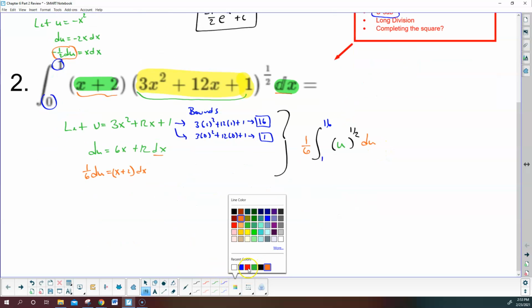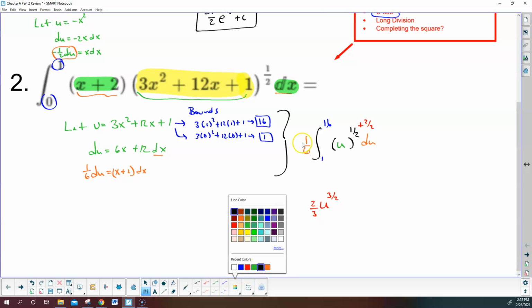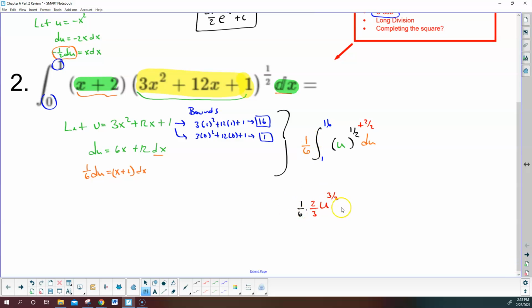So now we're going to do anti-differentiation. We're going to add 1 to the top. So this becomes u to the 3/2 power. But if I put a 3/2 up front, we've got to multiply by the reciprocal. And then just don't forget, this 1/6 is still part of our multiplier. And then we evaluate this from 16 to 1.